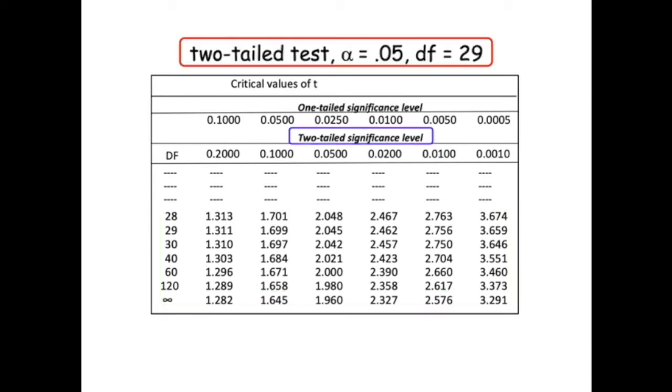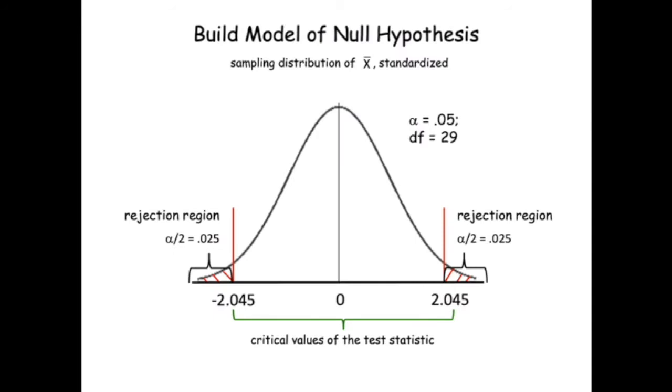We're doing a two-tailed test. We find 0.05 under two-tailed significance level and 29 degrees of freedom to get the critical value of plus or minus 2.045. We then add the critical values to the model. Any test statistic value that exceeds plus or minus 2.045 will lead to the rejection of the null hypothesis.